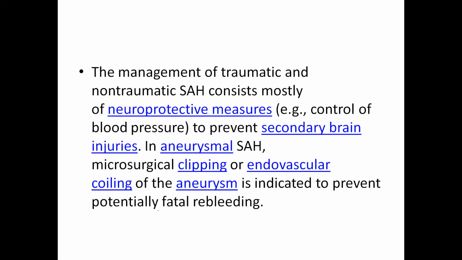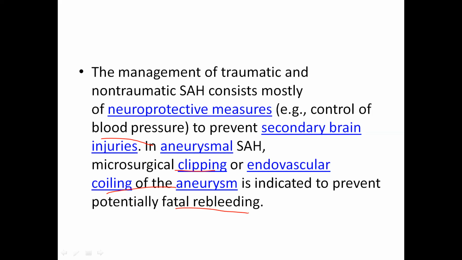The management of traumatic and non-traumatic subarachnoid hemorrhage consists mostly of neuroprotective measures, for example controlling blood pressure to prevent secondary brain injury and also to prevent rebleeding. To prevent this rebleeding, you need neuroprotective measures, especially blood pressure control. In aneurysmal subarachnoid hemorrhage, microsurgical clipping and endovascular coiling of the aneurysm is indicated to prevent fatal rebleeding.